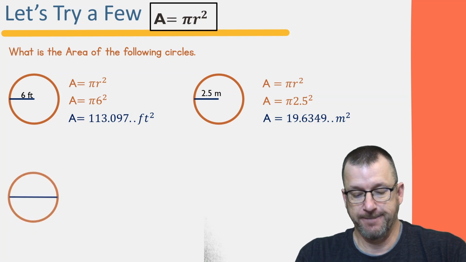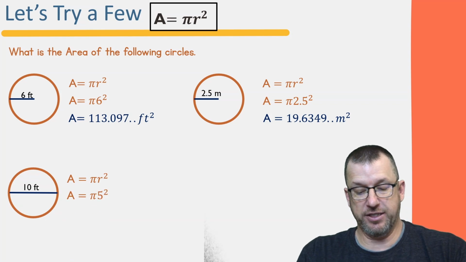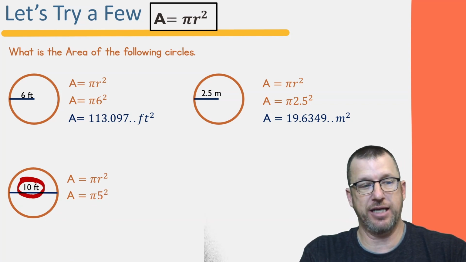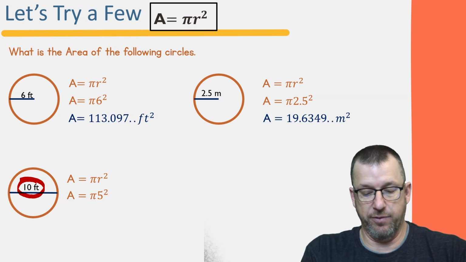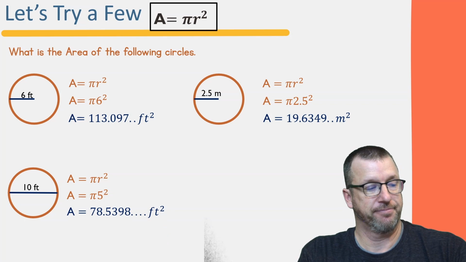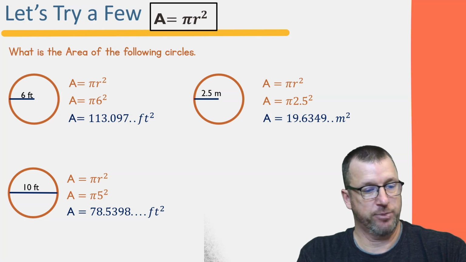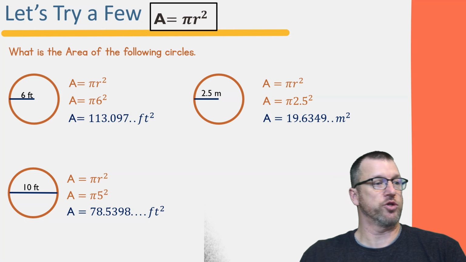Okay, let's do one more. Oh, this circle looks a little different. It's giving us the diameter. So if it gives us the diameter, and it's asking for radius, we just got to cut that in half because the diameter is the radius doubled, right? So what would the radius be there? It would be 5. And then once we plug that in, we simply solve our problem and we get this scenario. Okay, so the area of that circle would be 78.5398. Pretty good, huh?